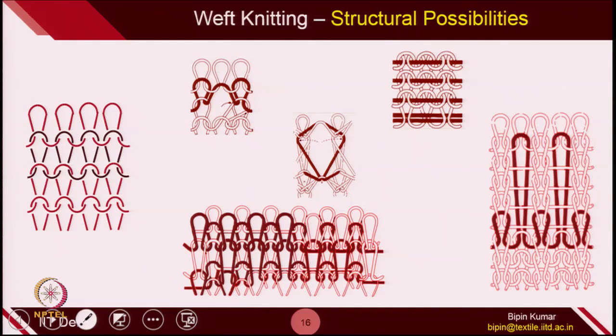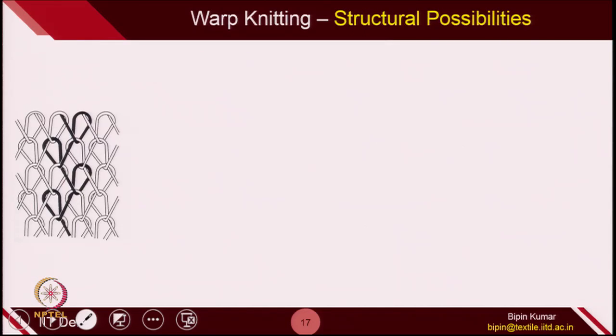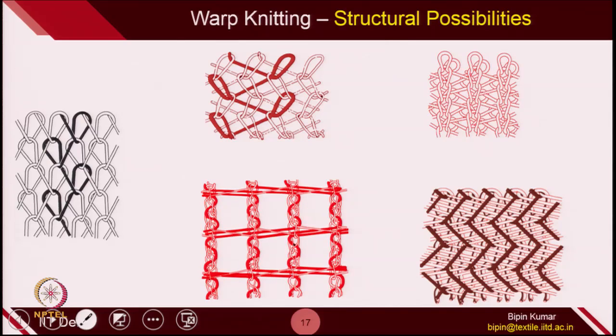At this moment it is very difficult for you to understand these structures, but later in the course we will be picking one of these structures selectively and we will try to explain how we can actually design this type of structure. Similarly, warp knitting itself gives a lot of design possibilities where you can design many complicated structures. This also we are going to cover in the later section of this course.